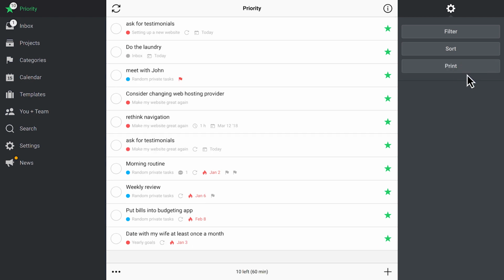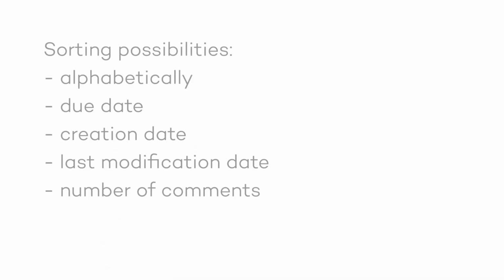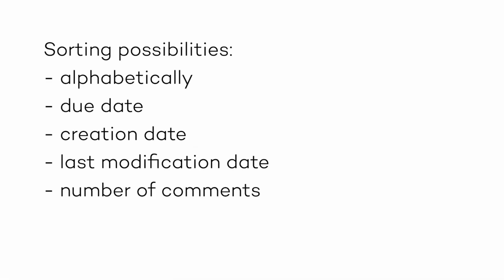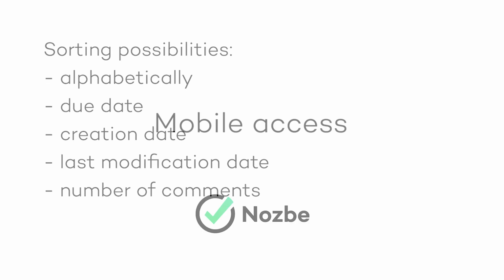You can sort your tasks in many ways. Apart from arranging them alphabetically, by due date or creation date, you can also sort your tasks by something like the number of comments. Like I said though, it's not a permanent change. You can turn off sorting using the X button.